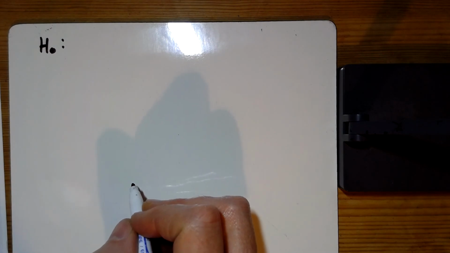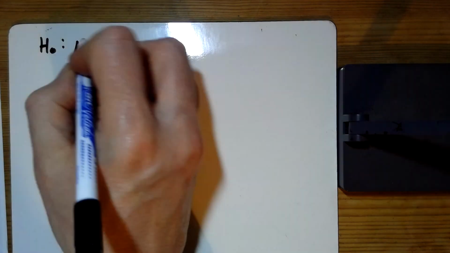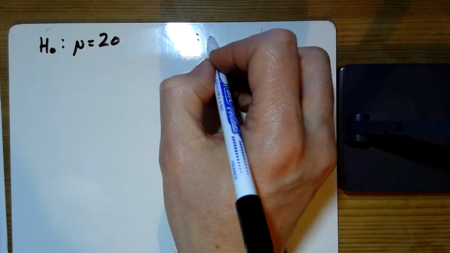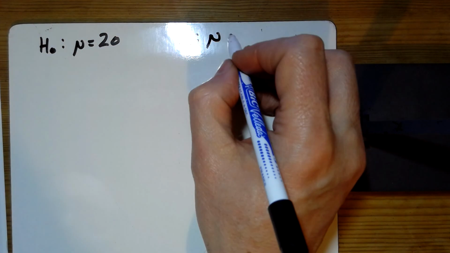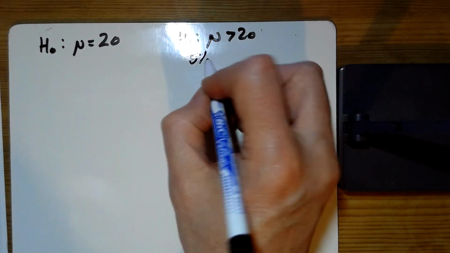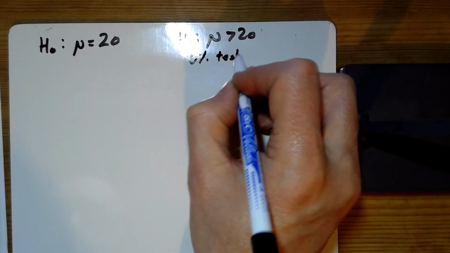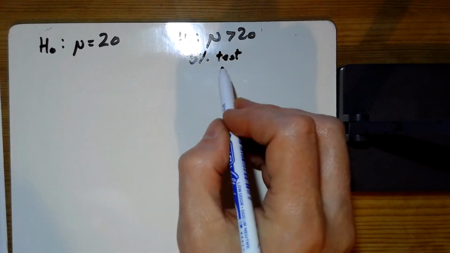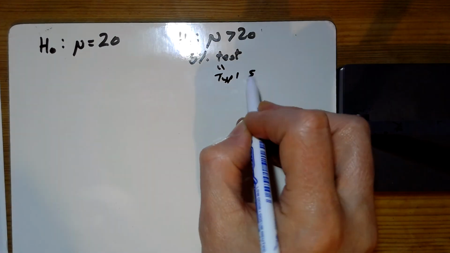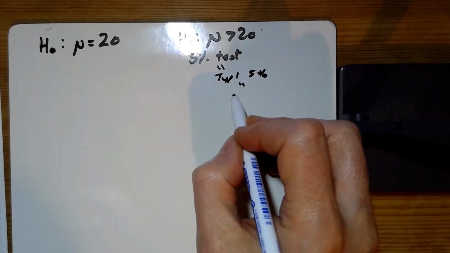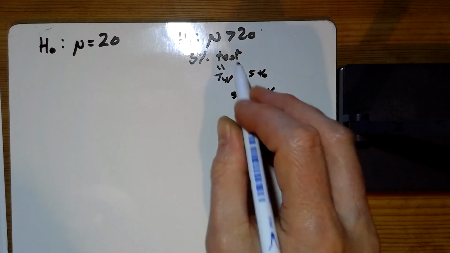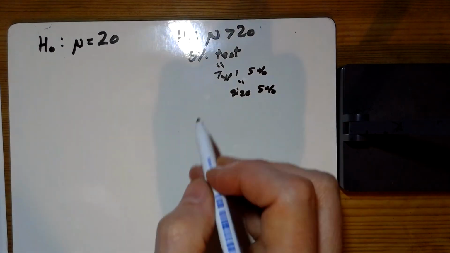Exercise 8C, the first question here then. We've got that the mean is equal to 20 as our null hypothesis, and the alternative is that the mean is greater than 20. And we're doing a 5% test. So already we're thinking, right, 5% test, so that means the probability of our type 1 error is 5%, and that means that the size of our test is 5% as well. All these things mean exactly the same.